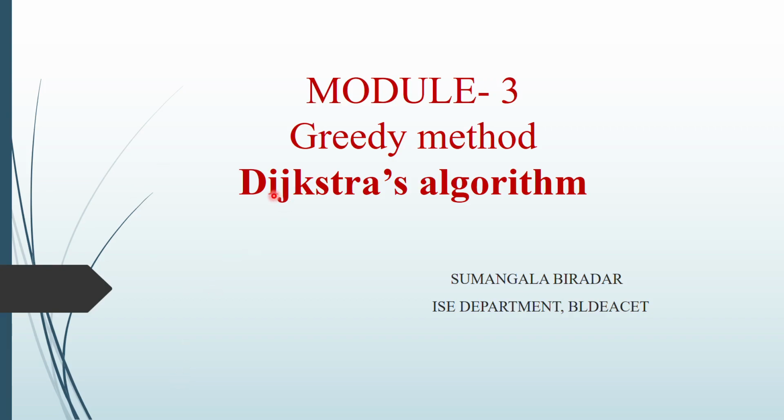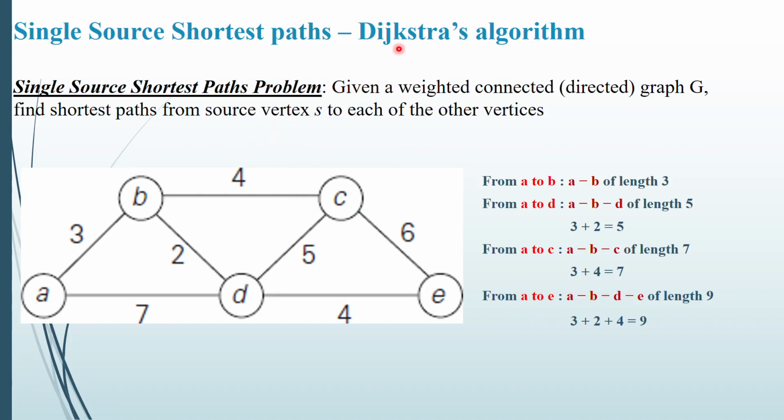Hello everyone. Today I'll discuss Dijkstra's algorithm. This is one of the algorithms that comes under the greedy method, and it is usually used to find the solution for the single source shortest path problem. What does the single source shortest path problem actually mean?